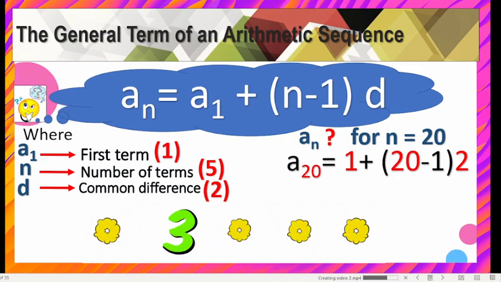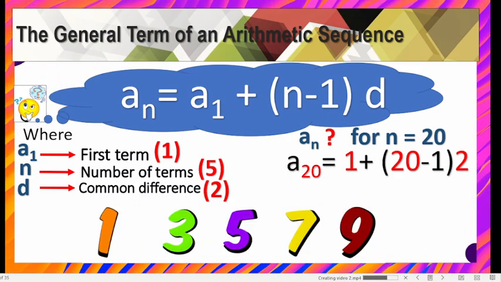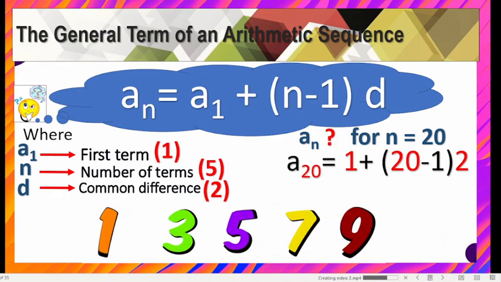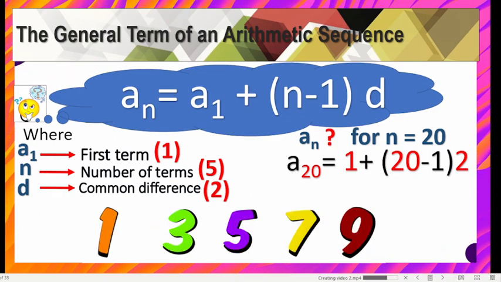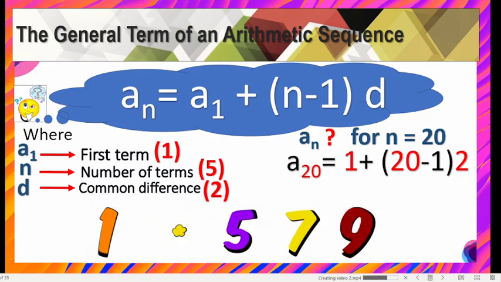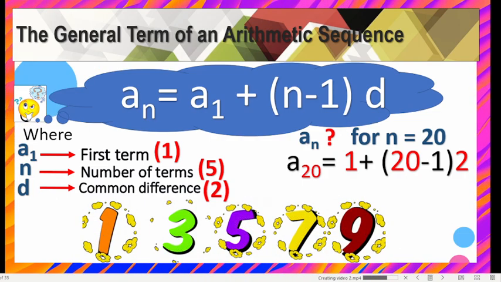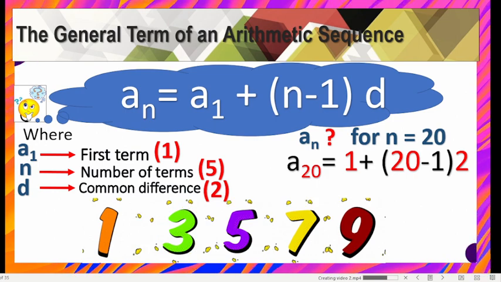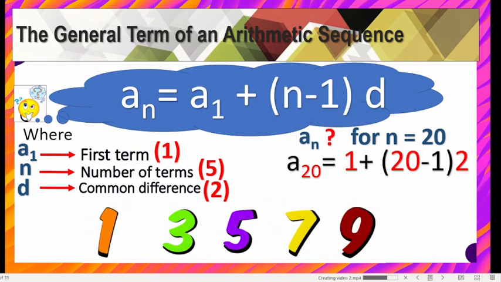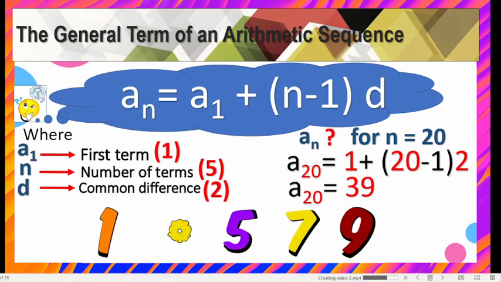So using our formula, we just replace n by 20. So we'll come up with a sub 20 equals 1 plus 20 minus 1 times 2. 20 minus 1 is 19, times 2 is 38. 38 plus 1 is 39. Therefore, a sub 20, or the 20th term, is 39.